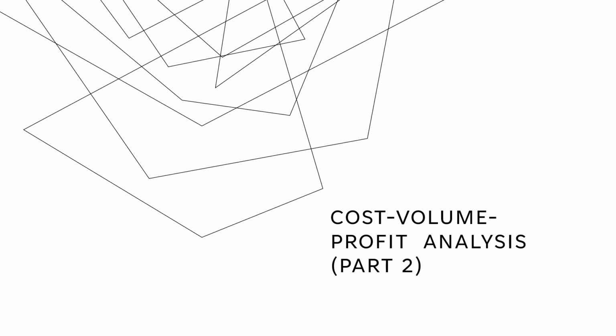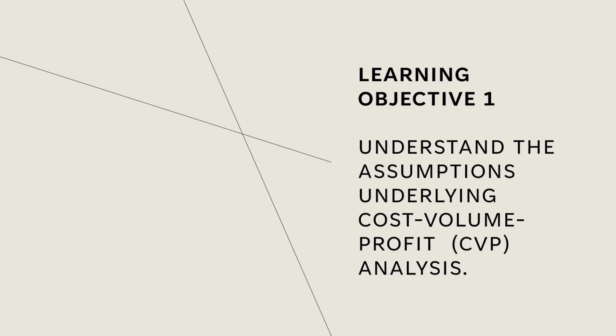Now we're going to look into several methods as what we already learned in the last sessions about the CVP analysis. Now it's just like revisions. We have to look into different situations in order to understand what is the CVP analysis. Okay, we have several learning objectives to understand what is the CVP, and the first learning objective is to understand the assumptions underlying the cost volume profit analysis.